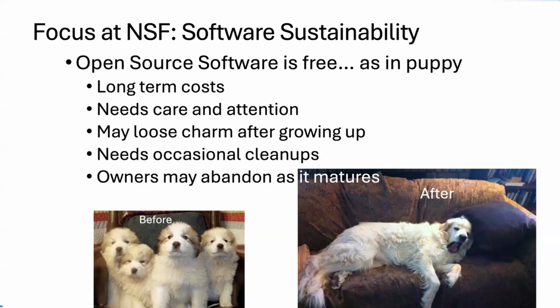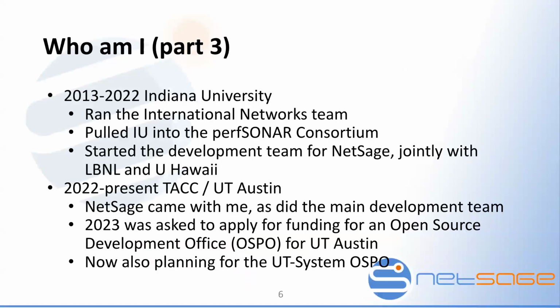So open source software is free to you, but it needs care and feeding and sustainability. And that's something I pushed really hard on when I was at NSF and tried to get the community to understand and respect as well.